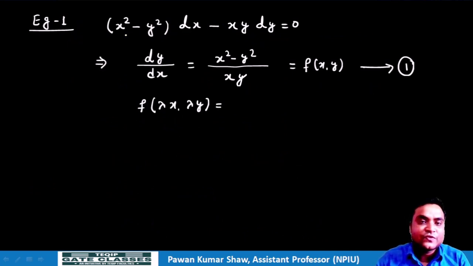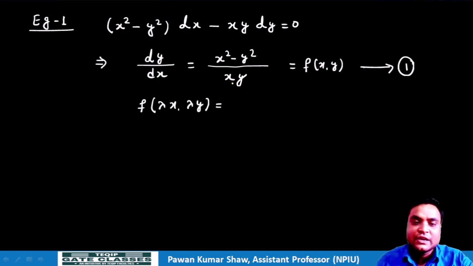Suppose this is our first example and the equation is (x square minus y square) dx minus xy dy equal to 0. Initially this equation is given in differential form, so we can write it in the form of dy by dx equal to (x square minus y square) divided by xy, and we assume that is our function. We want to check whether this function is homogeneous or not. You can see that the numerator x square minus y square has degree 2, and the denominator has the term xy, which has degree 2.